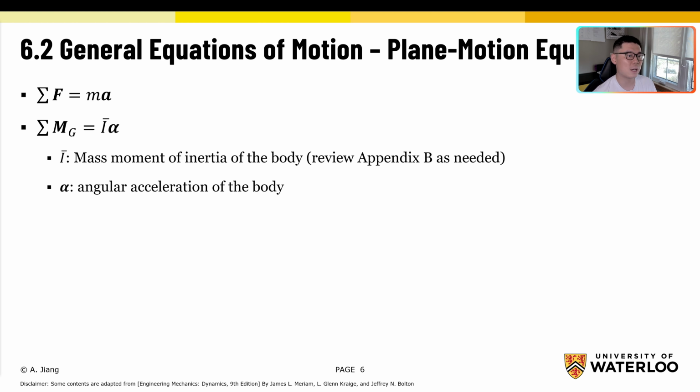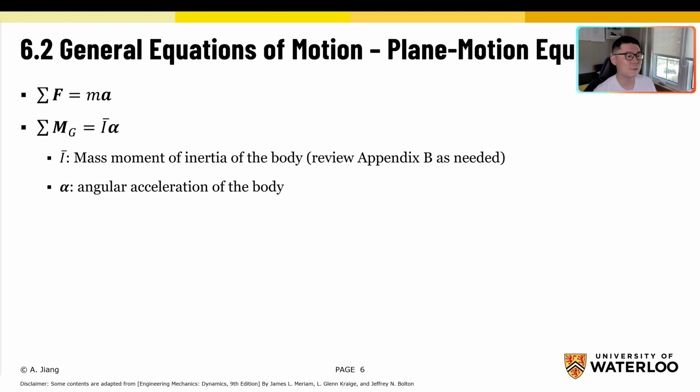Here we focus on these two equations again. Sum of F equals m a, Newton's second law, which I hope does not need more explanation from me at this point. For the sum of moment equation, sum of M_G equals I alpha, where I is the mass moment of inertia of the body and alpha is the angular acceleration of the body.